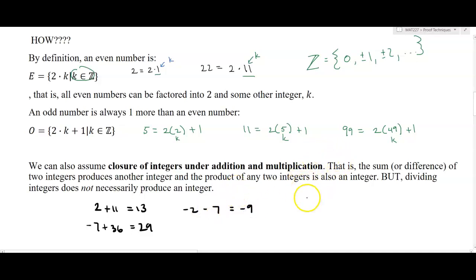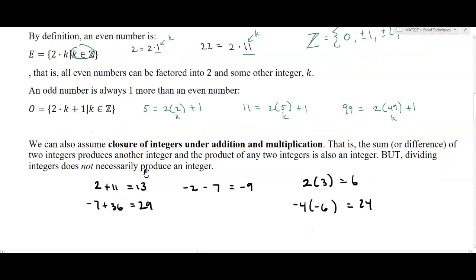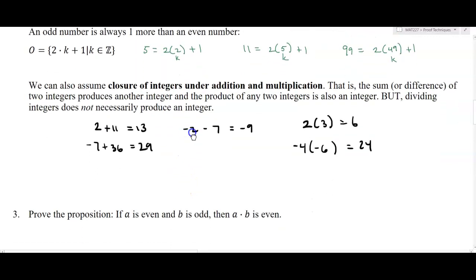Same thing holds for multiplication. So if you multiply two integers, 2 times 3, you get another integer. Negative 4 times negative 6 is positive 24, you get another integer. So these are assumed truths. Unfortunately, these are things that you cannot prove because there is no very strict definition for what an integer is. We just say an integer is 0, plus or minus 1, plus or minus 2. So we don't have a really operable definition.